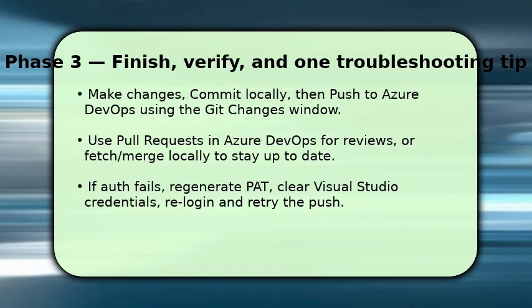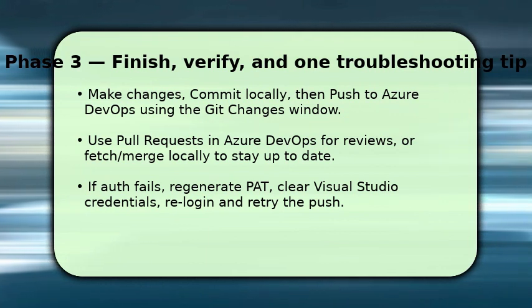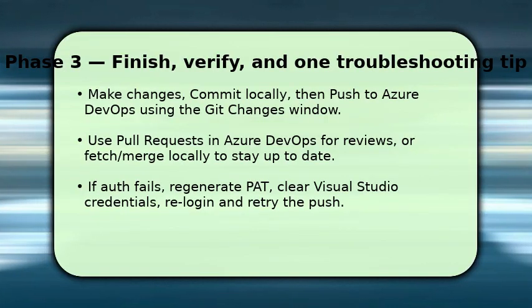If something goes wrong, one key troubleshooting tip: if authentication fails, regenerate the personal access token, clear cached Visual Studio credentials, sign back in, and retry the push. This resolves most permission and token expiry issues quickly.